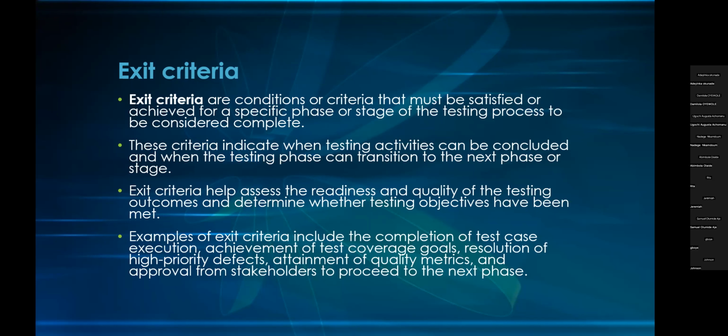And achievement of test coverage goals, and the resolution of high priority defects. Once you find a defect and it's been resolved, it's been fixed, resolution of high priority defects, attainment of quality metrics, and approval from stakeholders to proceed to the next phase. So that could be your exit criteria.